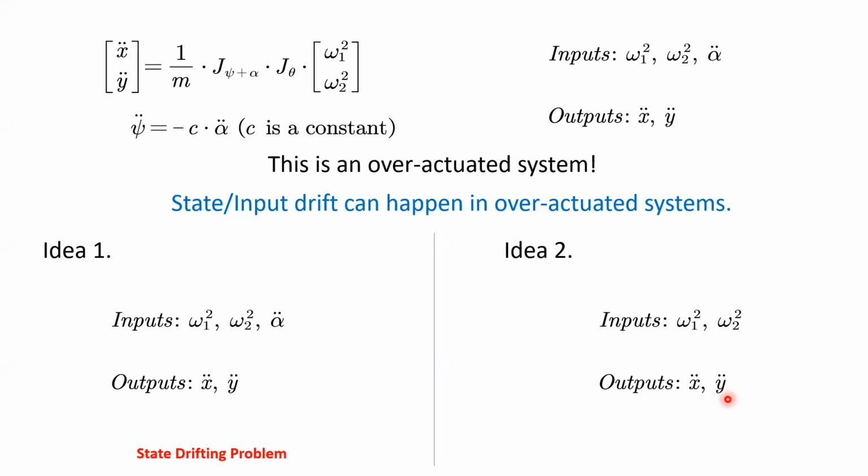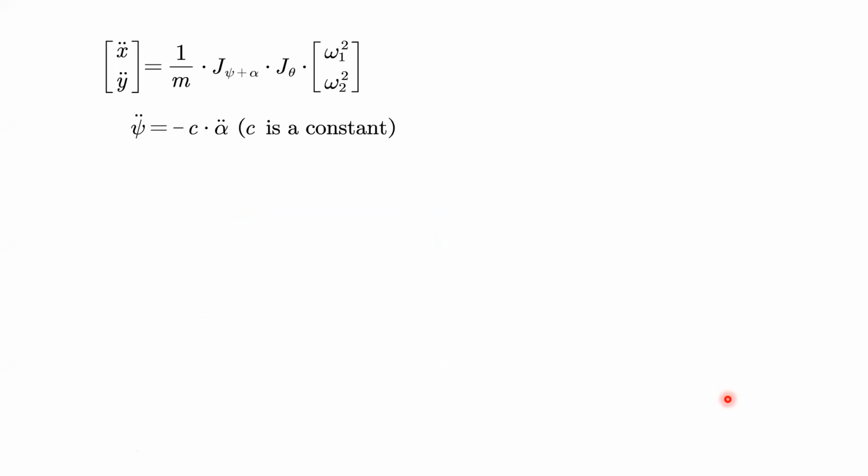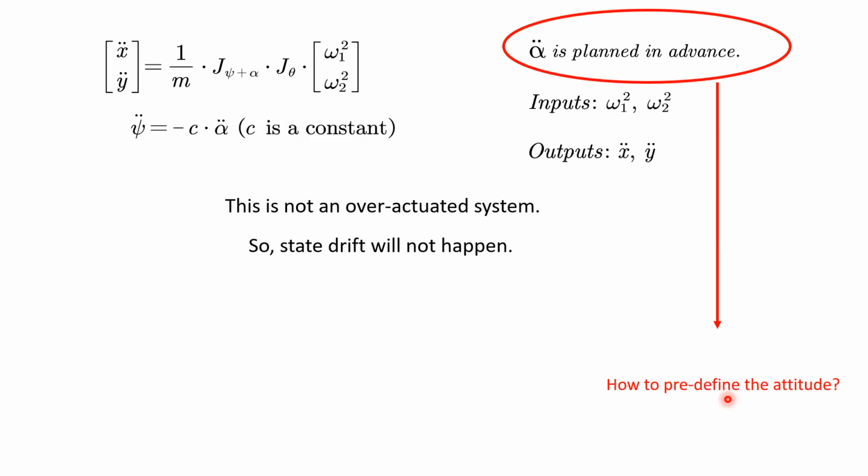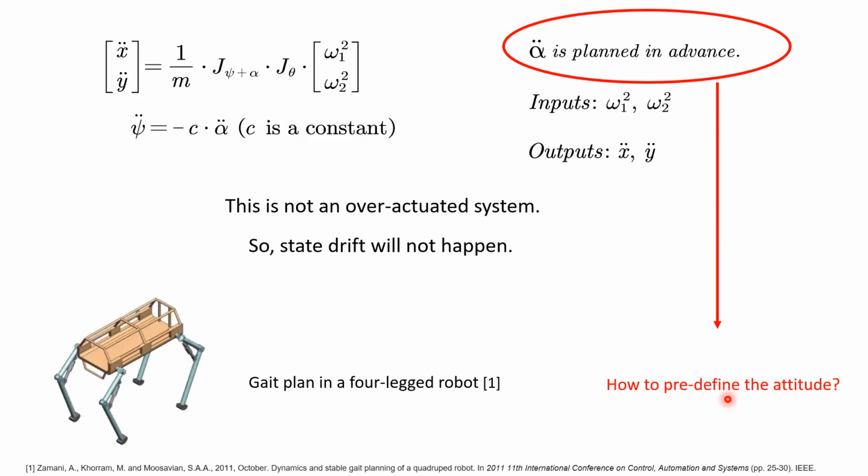But there is a new problem. How to plan the direction of the thrust alpha. This is what I call the Gait plan problem. As I said, the direction of the thrust is planned in advance. There are 2 inputs, and there are 2 outputs. This is not an over-actuated system, so there will be no state shift phenomenon. The new question here is how to plan the attitude. This problem is similar to the Gait plan problem in a 4-legged robot.